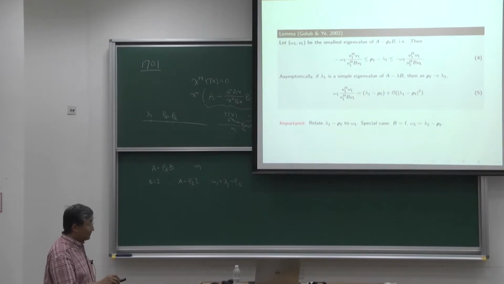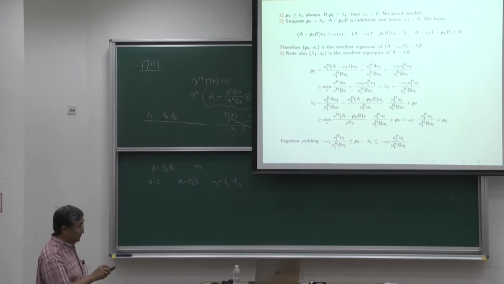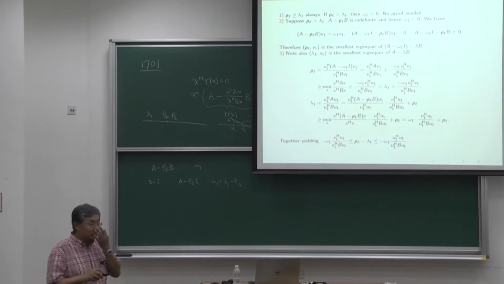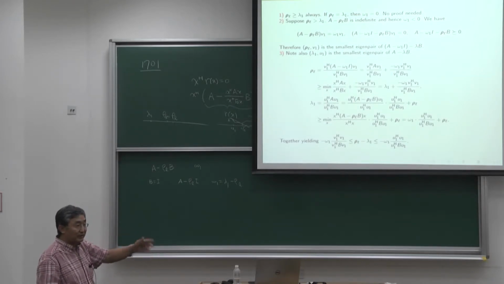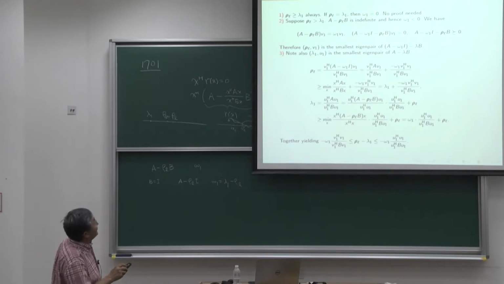Okay, let's look at a quick proof. The first is a special case. We know rho L is always bigger than or equal to lambda 1. If they are equal, there's nothing to prove, because omega 1 equals 0 and they all equal. So no proof is needed. We suppose rho L is bigger than lambda 1. Then A minus rho L B is going to be indefinite, because you multiply by a number bigger than the smallest eigenvalue. That's going to be indefinite, and therefore omega 1 has to be negative.